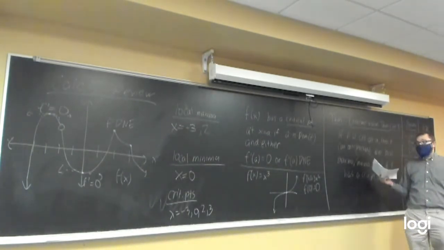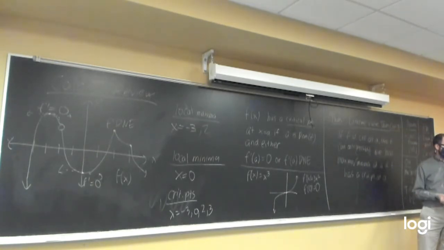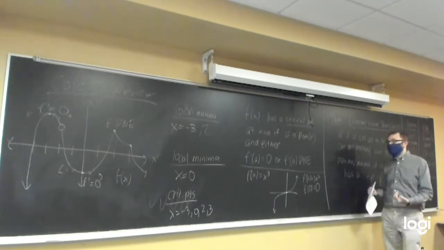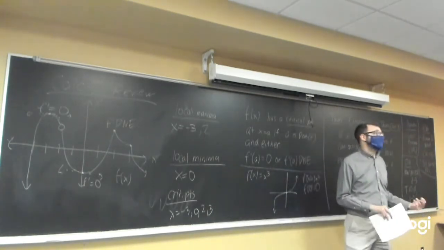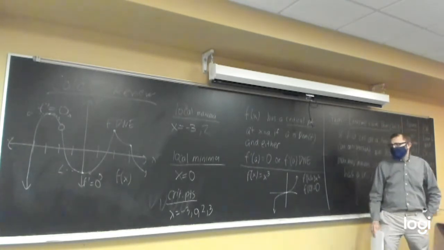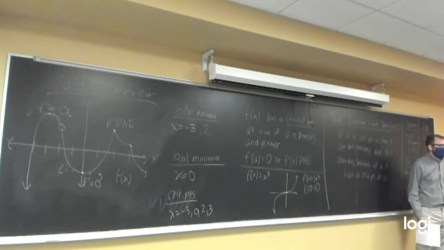So max or min means you have to have a critical point, but the vice versa is not necessarily true. If you have a critical point, it's possible that you have a max or min. It's also possible that you do not. Any questions or comments so far?